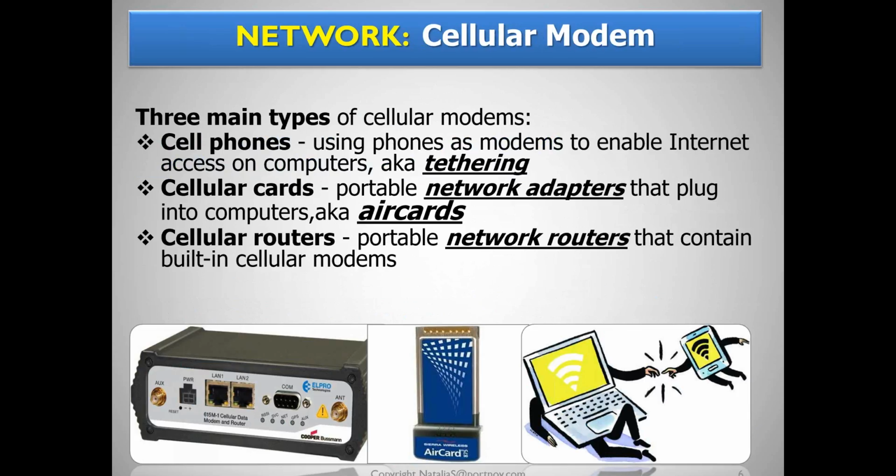So, okay. Cellular modem. There are 3 main types of cellular modems. There are cell phones themselves. We are using phones as modems to enable internet access on computers or some other devices. We call it tethering. We're going to be talking about that. We're using cellular cards, which are portable network adapters. We plug them into the computers, and they are also known as air cards. And we also have the cellular routers, which are portable network routers that contain built-in cellular modems. They are all in here. It's probably familiar to you.